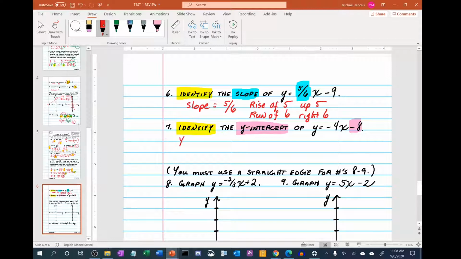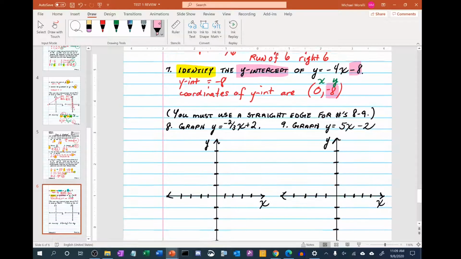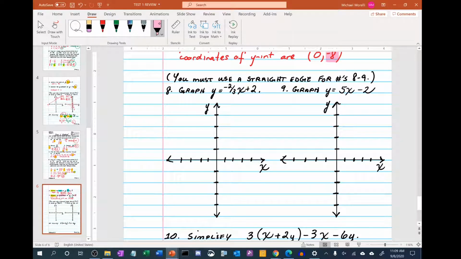So the y-int is equal to negative 8. I'll just point this out. That means that the coordinates of the y-intercept are (0, negative 8). And let's just remember that coordinates are written x, y. So my y-intercept has an x value of 0 on the y-axis, (0, negative 8). All right, so here comes the graphing problems.